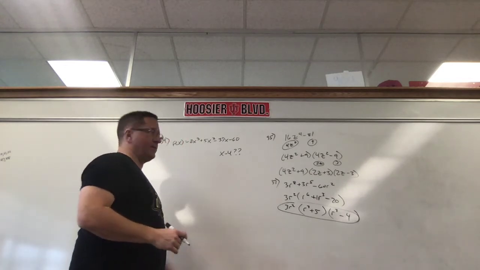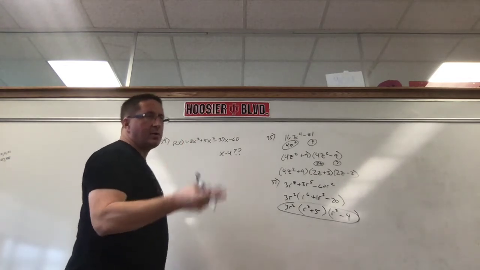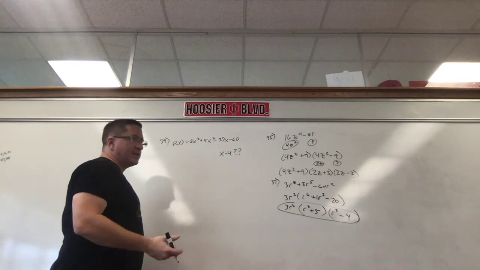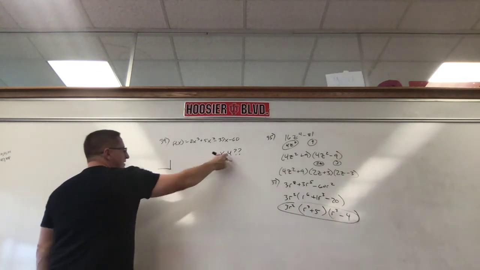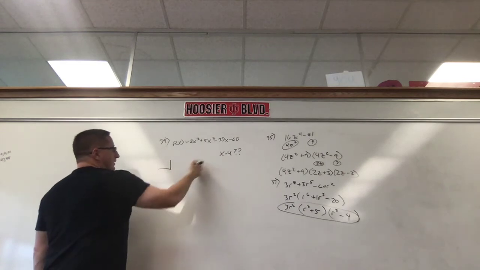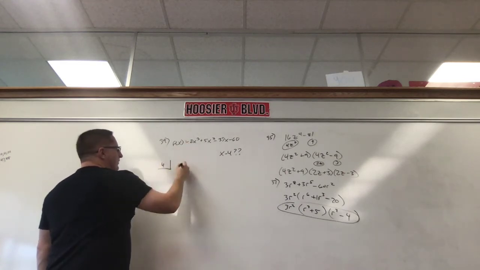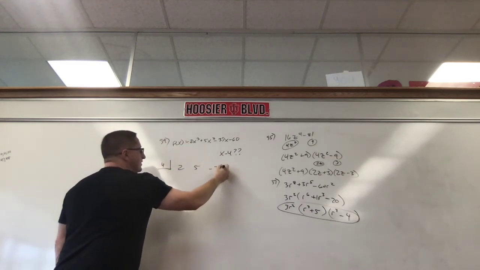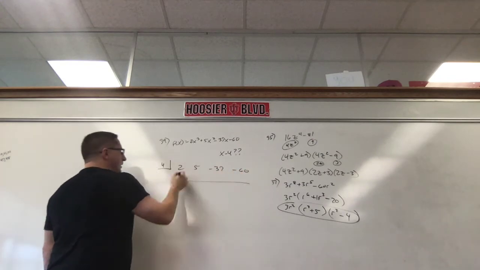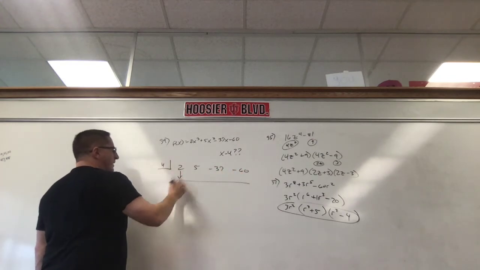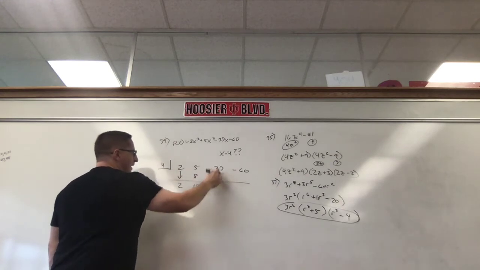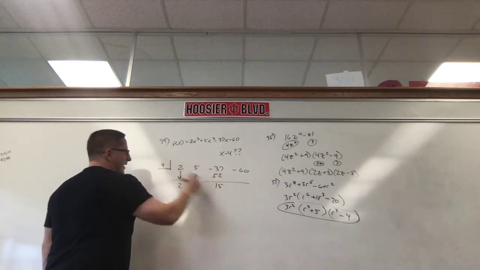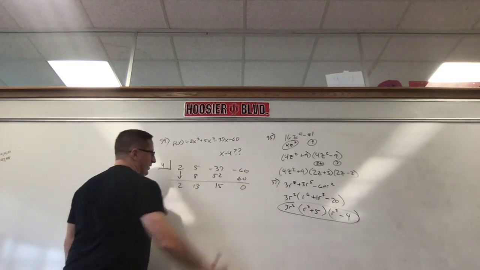So we're going to divide this out. We could do either long division or synthetic division. I'm doing synthetic division. I think that's so much easier than long division. If you remember what goes in the little box, the opposite of the number right here, so we put a positive 4. We have 2, 5, negative 37, and negative 60. Drop down your 2, times 4 is 8, add to 13. Times 4 is 52, add to 15, times 4 is 60, add to 0.